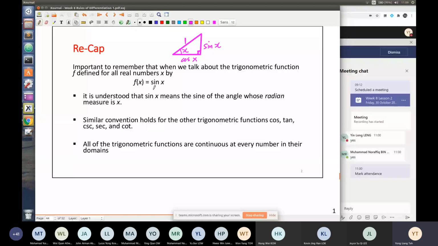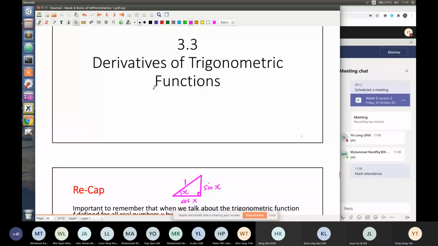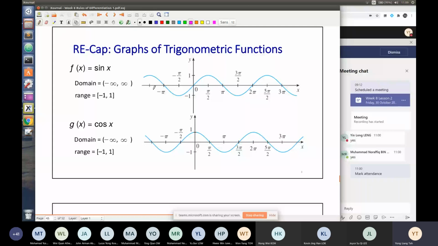So now we are going to try and derive the differential of sine x. I believe some of you recognize that when you differentiate sine x, you get cosine x. You differentiate cosine x, you get minus sine x. That's what you memorize when your secondary school or poly teacher teaches you. But today, because we have learned the concept of taking limits already, we are going to apply that and derive why the differentiation of sine is cosine, and the differentiation of cosine is minus sine. So those are the recap of the graphs.